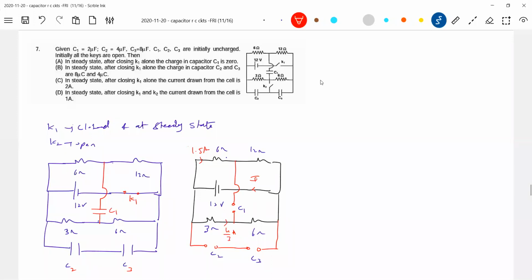Charge in capacitor C1 is 0. What about the charge in these capacitors? Let's see how these capacitors are connected. They are connected across the cell. So what would be the charge in them? V2 will be non-zero. V3 will be non-zero. So if V2, V3 are non-zero, then Q2 will be non-zero. Q3 will be non-zero. What about this V1?